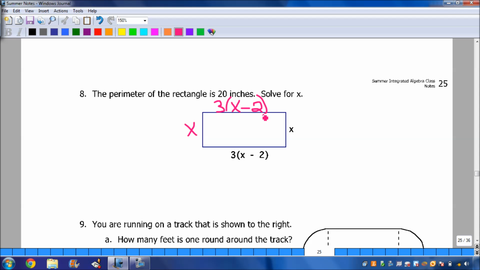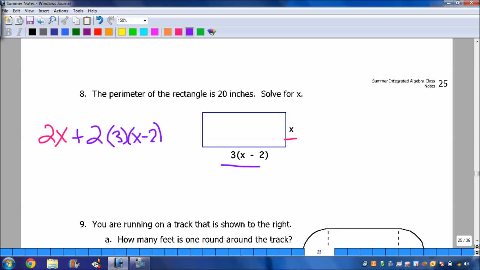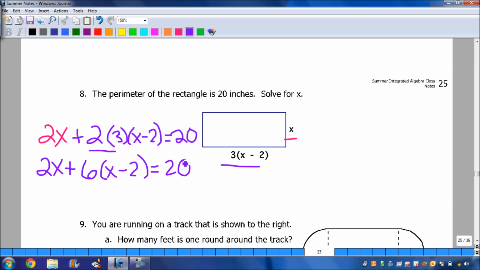So I'm going to add up all the sides. So that's one option, or I could just say that there's 2 of each set of sides. So that means I've got 2 times x, because that's this first side right here. And then I also have 2 times this side right here. And I know altogether it's 20, okay? So that means I've got 2x plus, I know this is 6, because 2 times 3 is 6, times x minus 2 equals 20. So I end up getting 2x plus, distribute this through, 6x minus 12 equals 20.